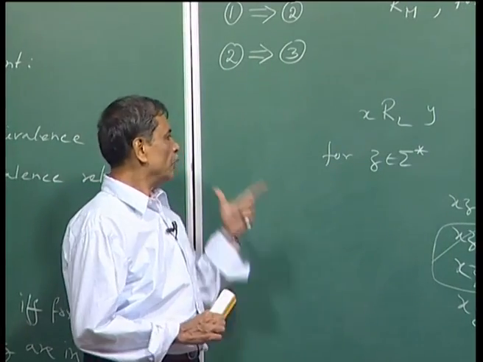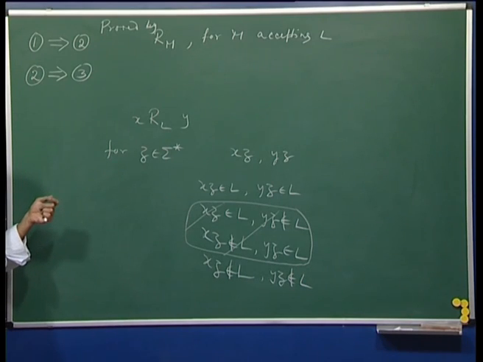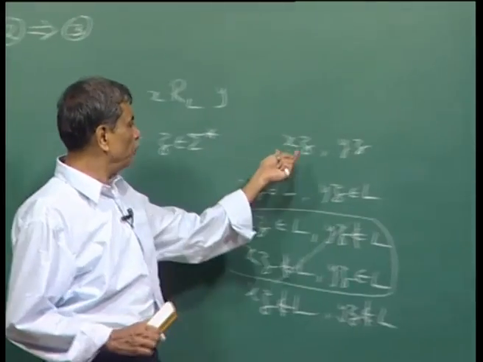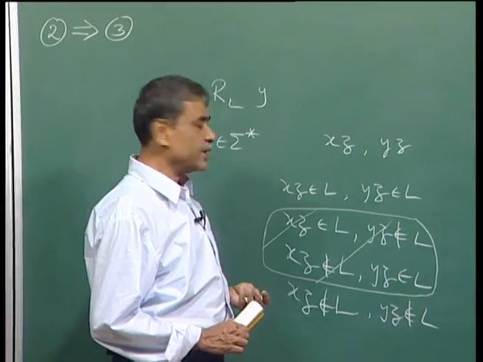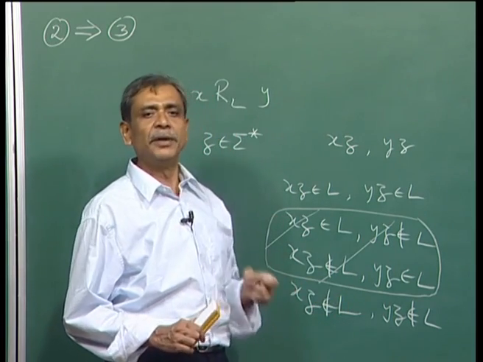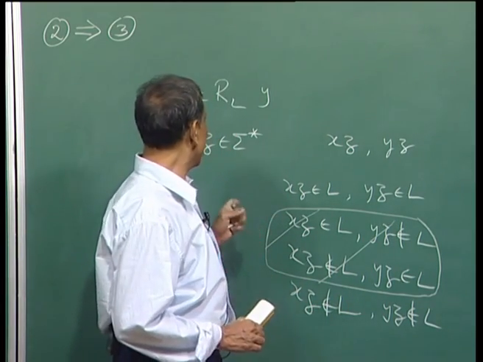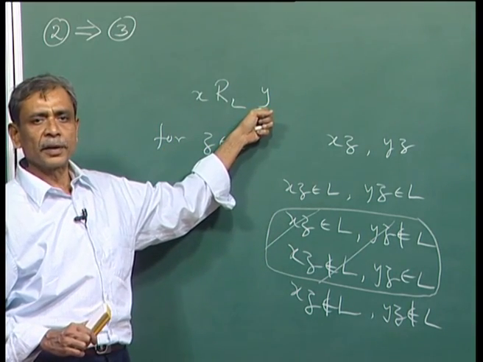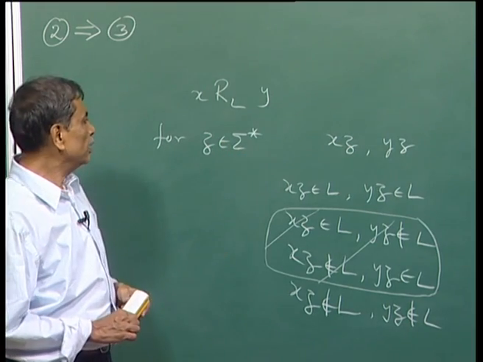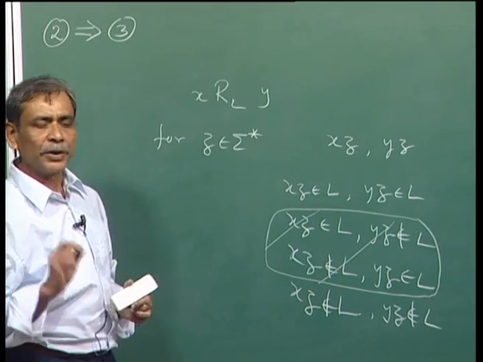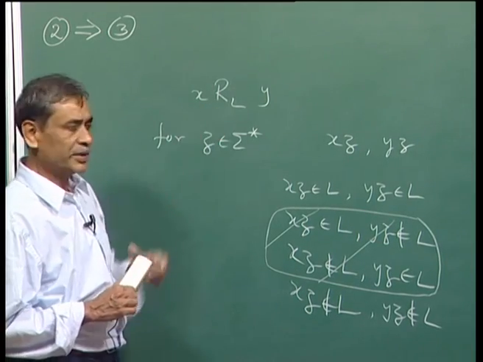So, you see, for two strings x and y, if it is the case that for every z, when you form these two strings xz and yz, either both of them will be in the language or both of them will not be in the language, only in such a case we will say that x is related to y. How do we check whether x is related to y? Of course, here is the definition, but that is not the point right now. The point is to understand the definition.